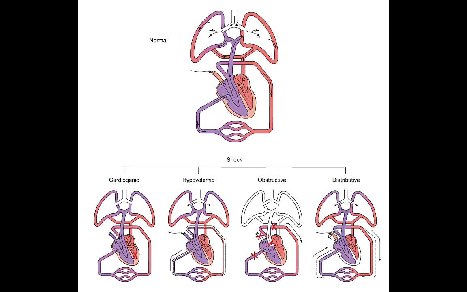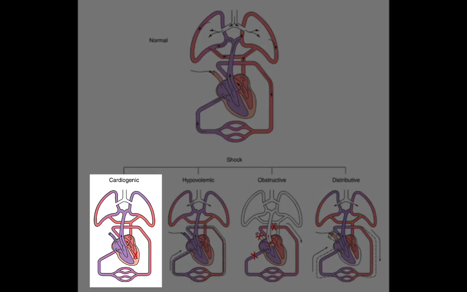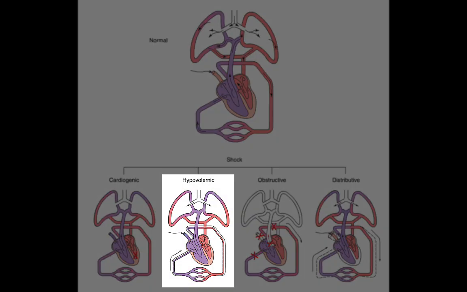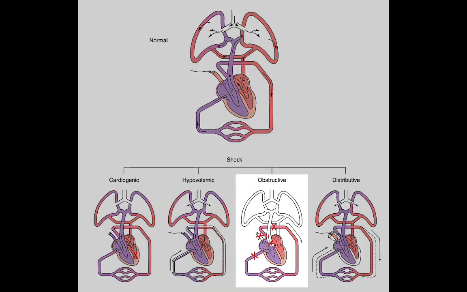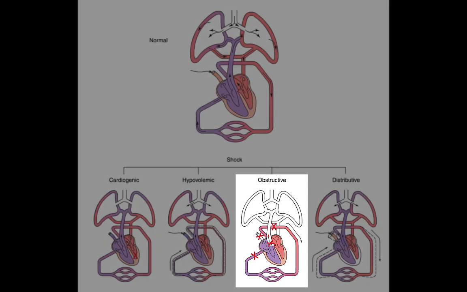Shock is defined as inadequate tissue perfusion due to circulatory collapse. It is acute and life-threatening; it could be treated initially, but can cause death if not treated. The problem might be in the pump, in cardiogenic shock; the supply itself, in hypovolemic shock; the vascular system, in distributive shock; or the pathway to the pump, in obstructive shock.